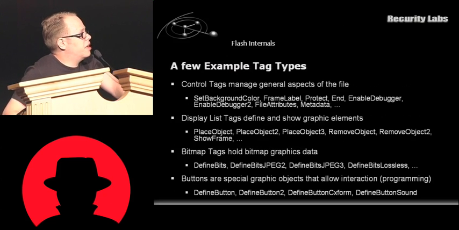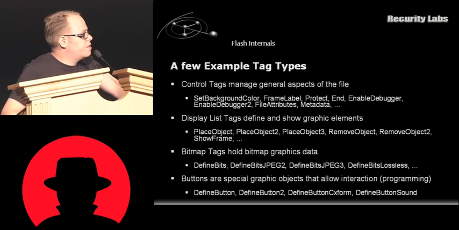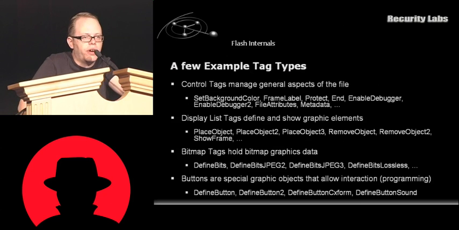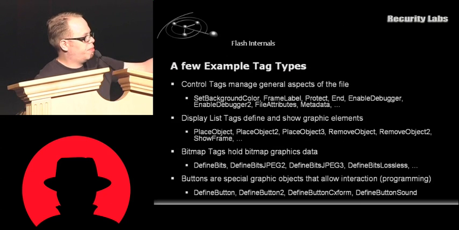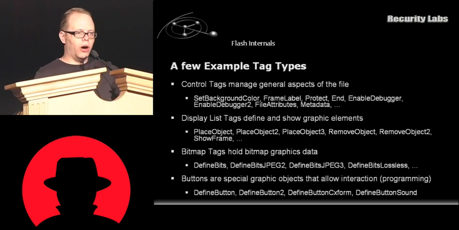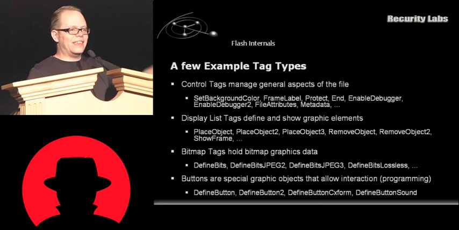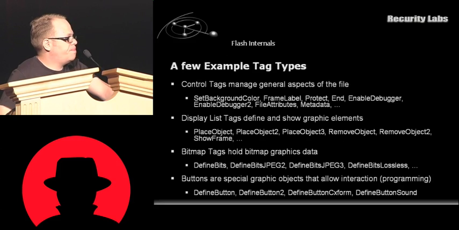When you look at those tag types, there's control tags that do simple things like setting the background color, or labeling stuff, or ending the Flash movie. Then there's display list tags that define and show graphic elements. You already see they're called like place object 2, place object 3. That doesn't mean that the second will actually place 2 objects. It's Adobe's second attempt to get it right. And then there's the third attempt to get it right, and so on. They also do that with the opcodes. But of course, they still support the first version.